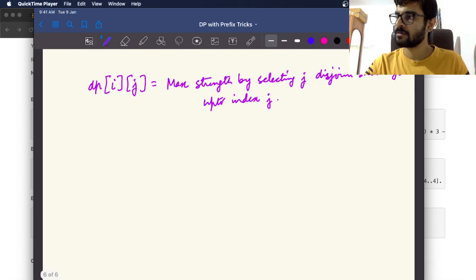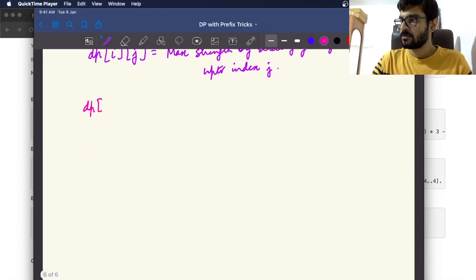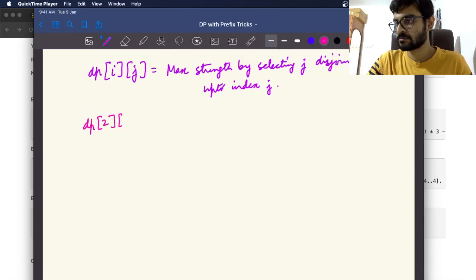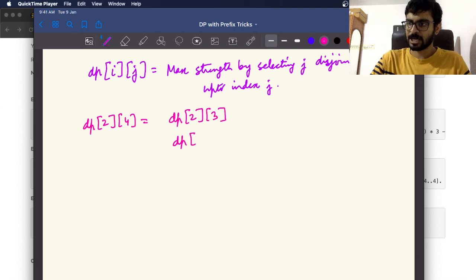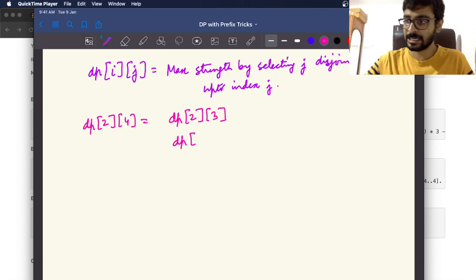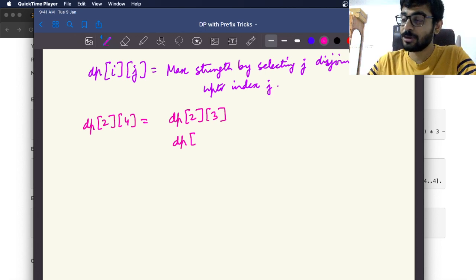If you again have to do, let's say, dp of 2, 4, something like the same thing. For dp of 2, 4, it can be dp of 2, 3. And if you decide, okay, I will select up to the index 4, that means my last subarray will contain index 4, then comes the fun. From where to where? Let's say the last subarray can be only from 4 to 4. So up to index 3, you have the luxury to choose elements. So dp of 1, 3 plus the summation.